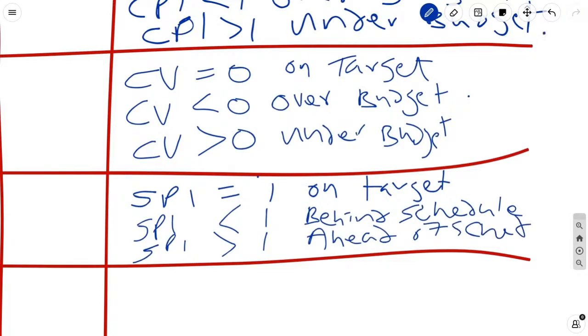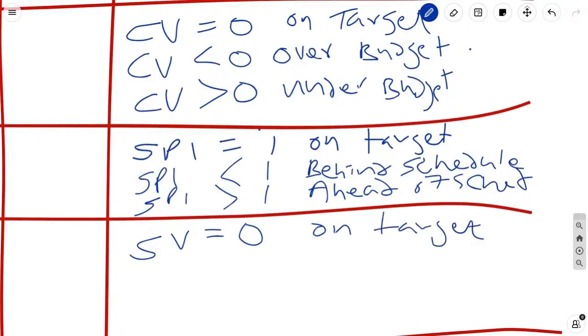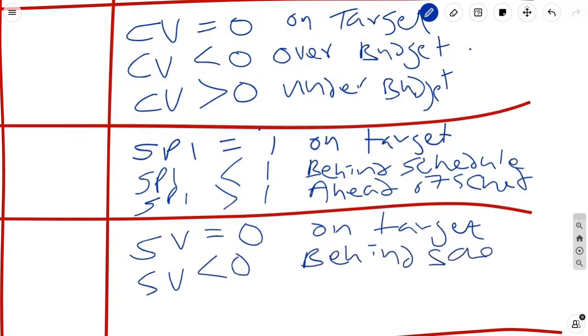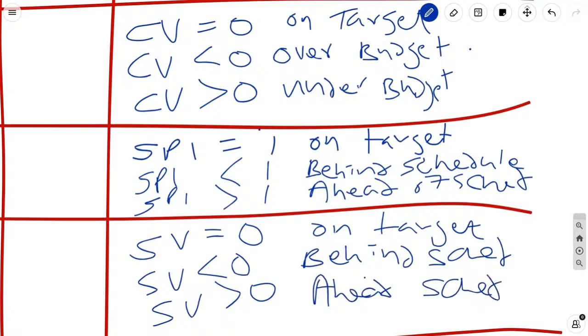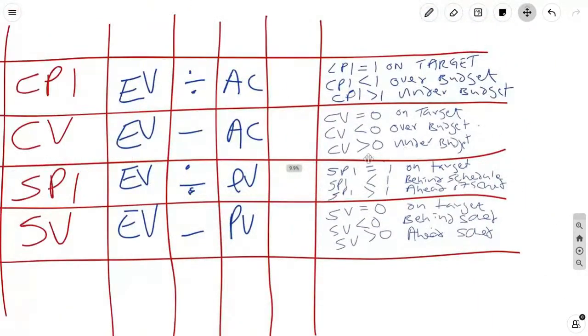And then last but not least, the same for schedule variance. Schedule variance equal to 0 is on target. Schedule variance less than 0, this is bad, this is behind schedule. And schedule variance greater than 0 means you are ahead of schedule. So positive numbers are welcome within reason, negative numbers are not welcome.